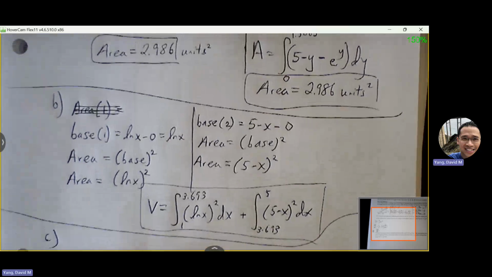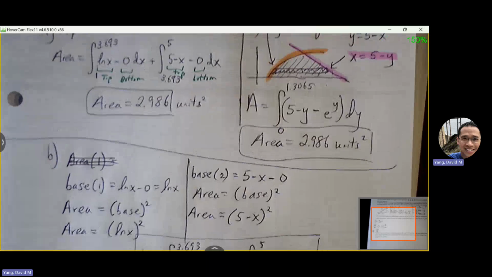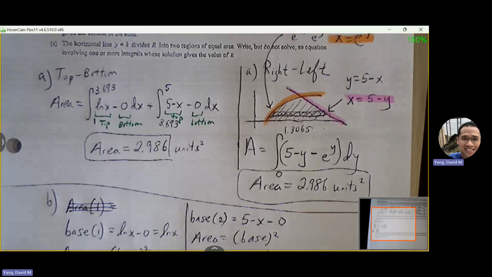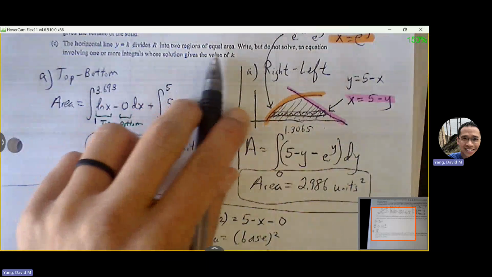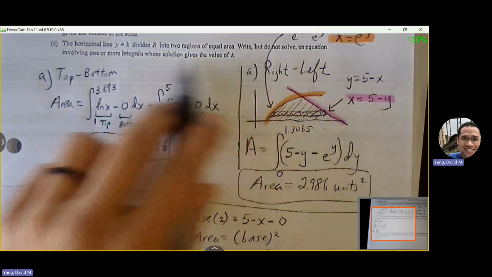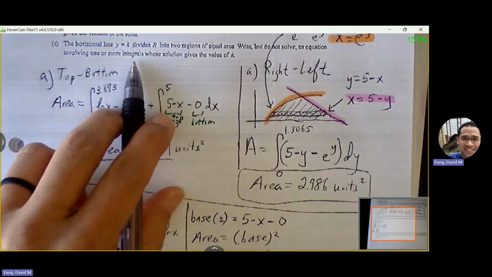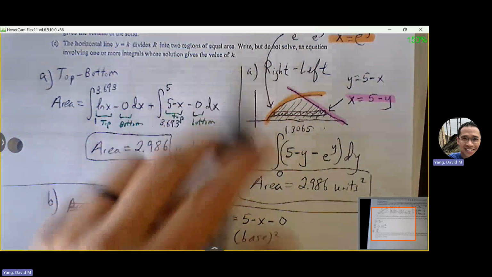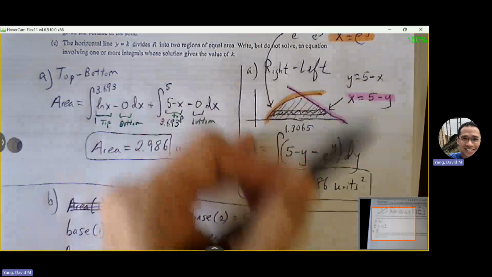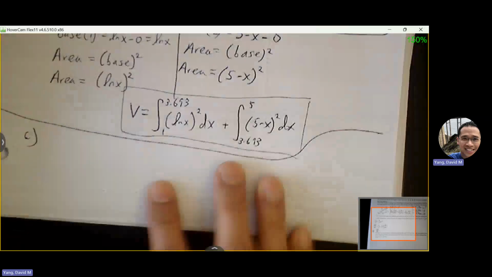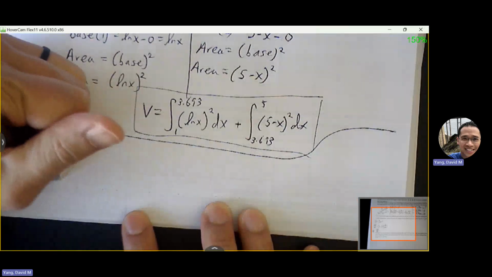Part C says the horizontal line y equals k divides R into two regions of equal area. Write but do not solve an equation involving one or two or more integrals whose solution gives the value of k. We're going to reuse the information that we built from part A here. So let me draw that diagram again, but a lot of it we can reuse.